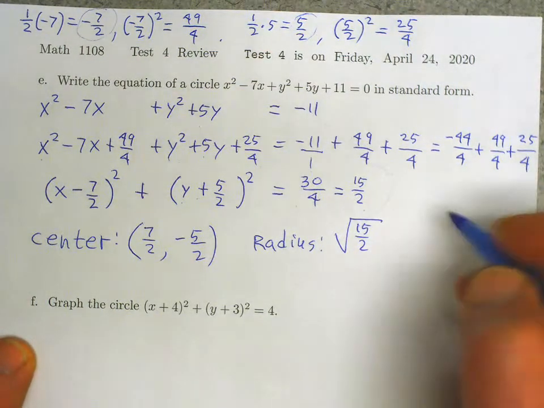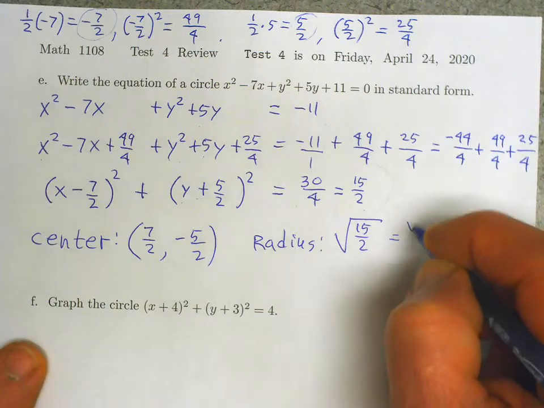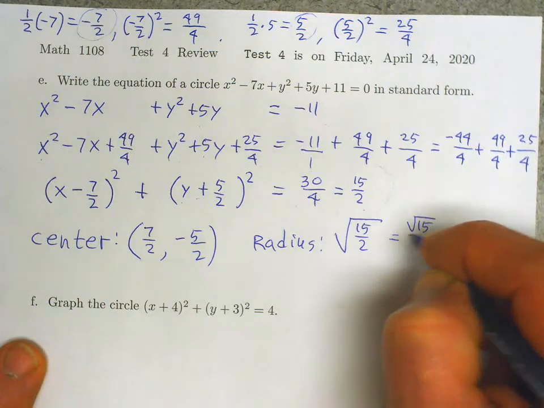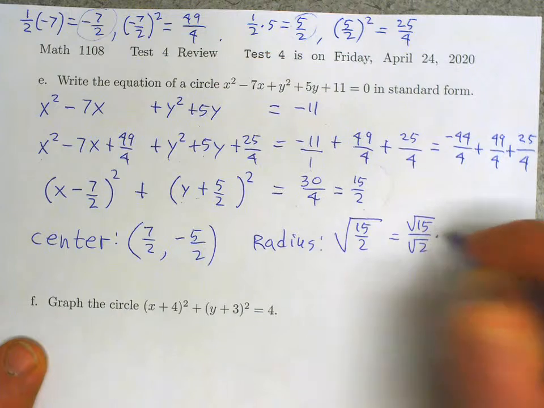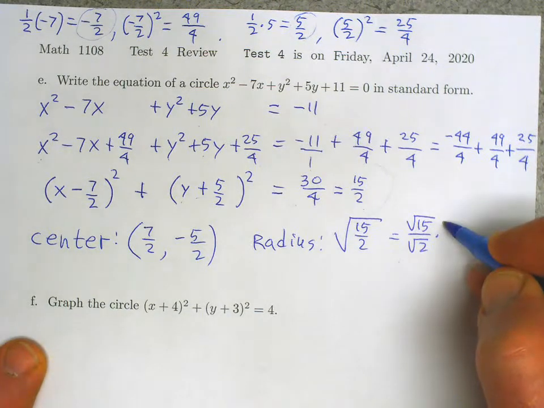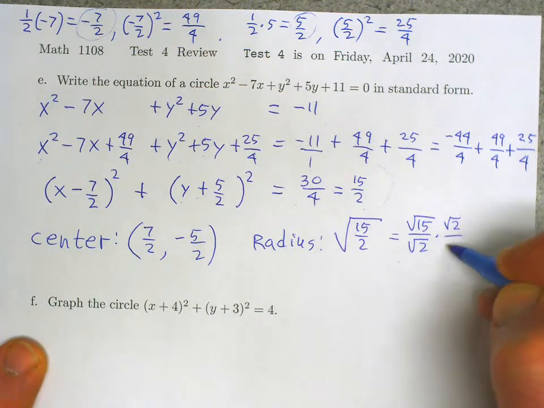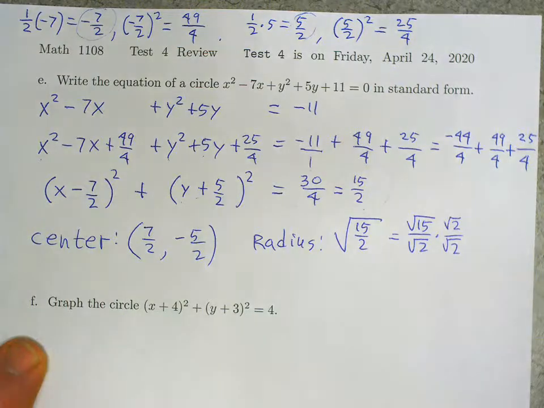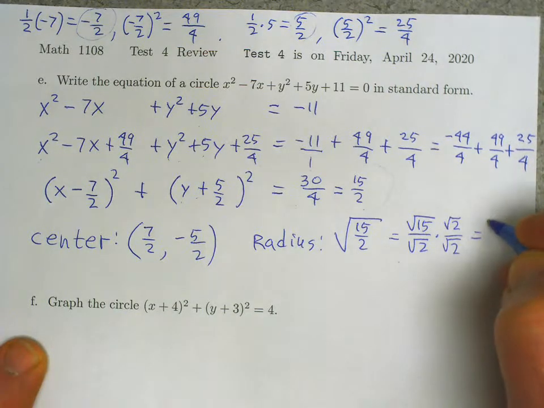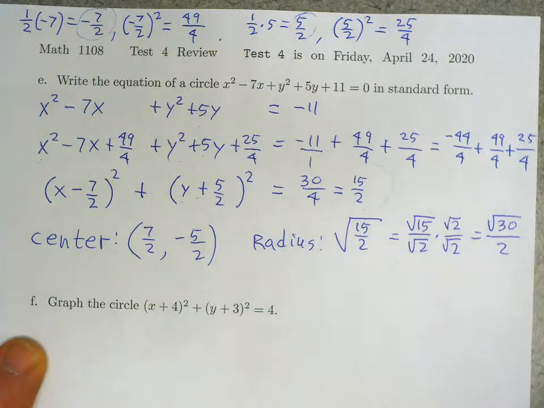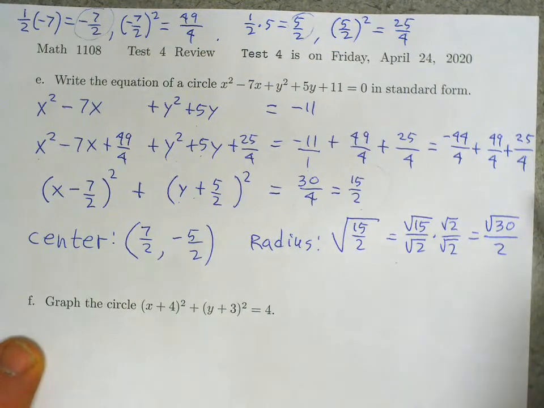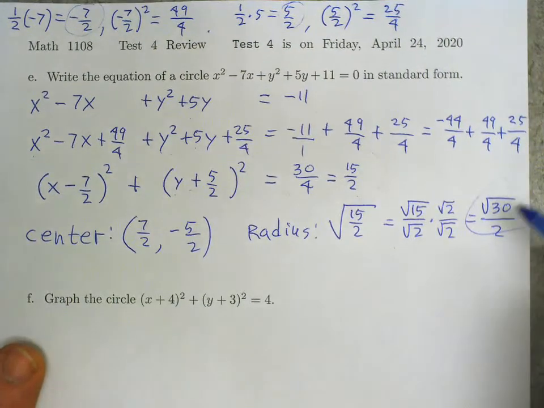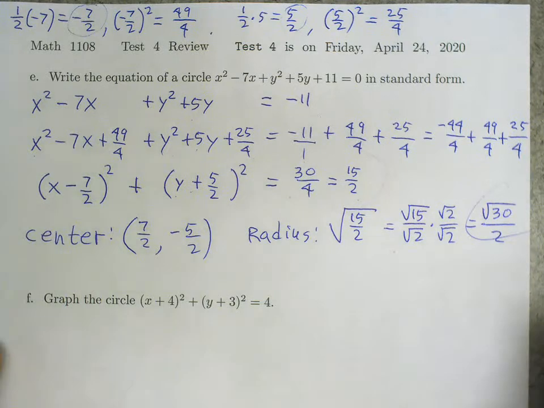This probably should be simplified a little bit. So it's the square root of 15 over the square root of 2. Then, to rationalize the denominator, multiply by 1 in the form of the square root of 2 over the square root of 2. So we get the square root of 30 over 2. This is the radius in simplified form.